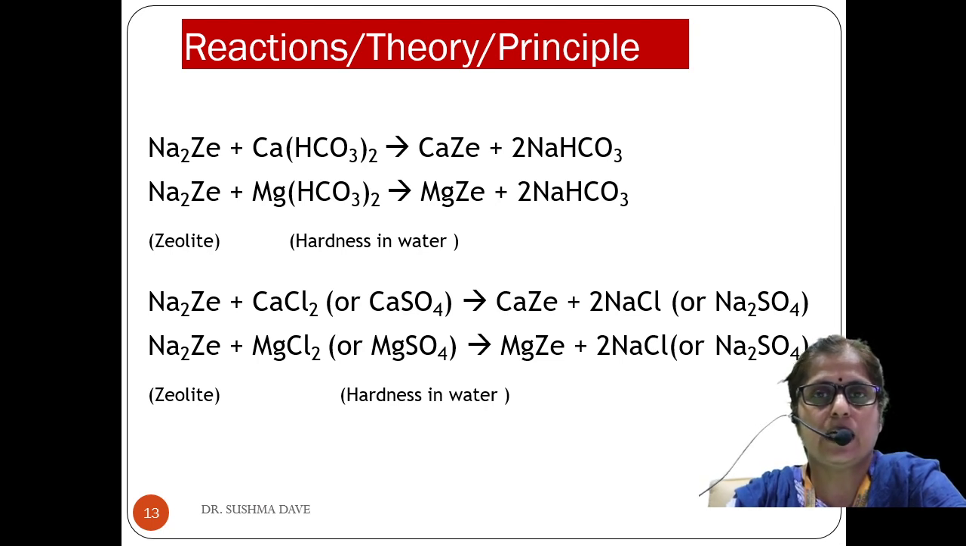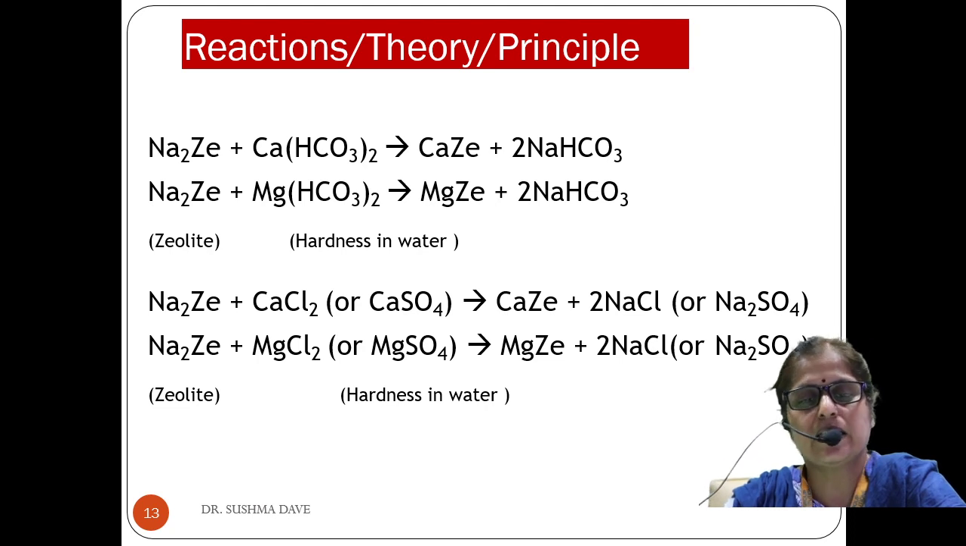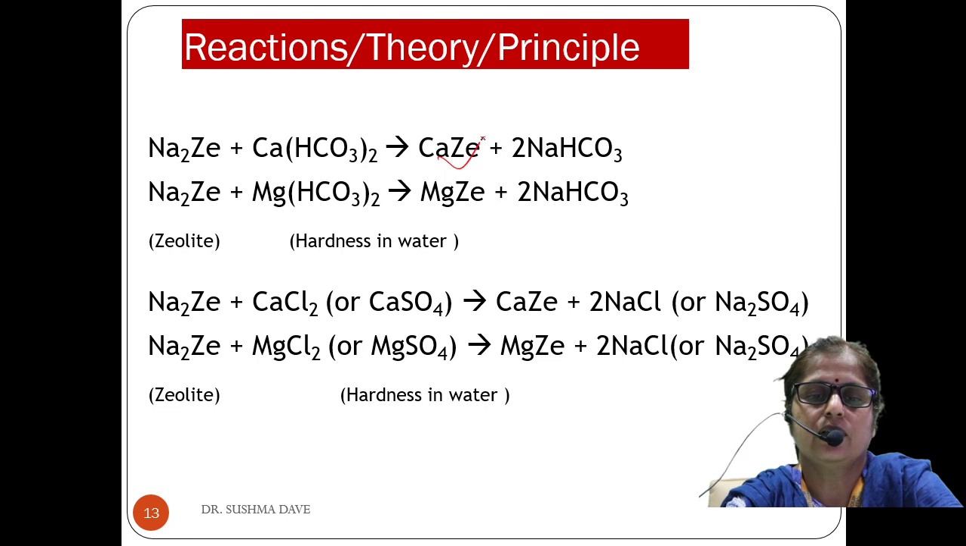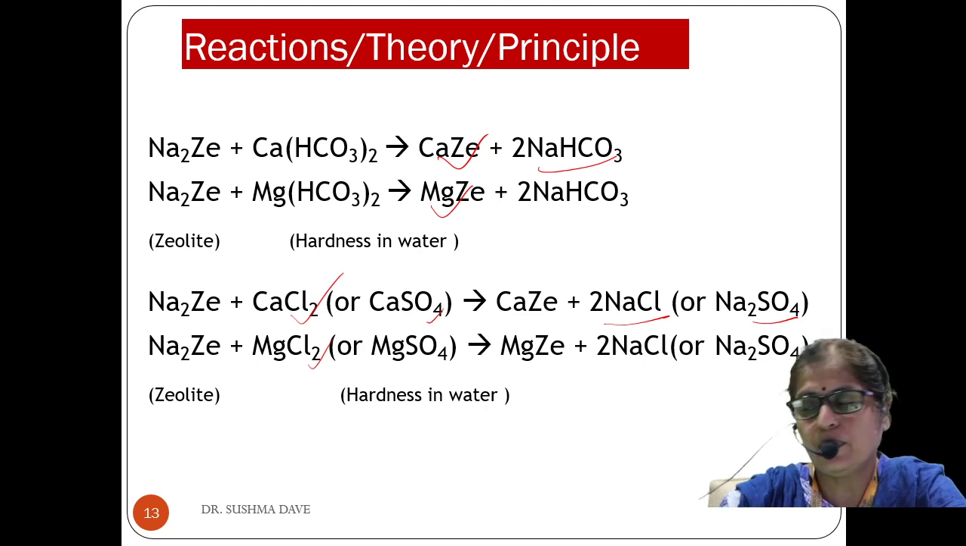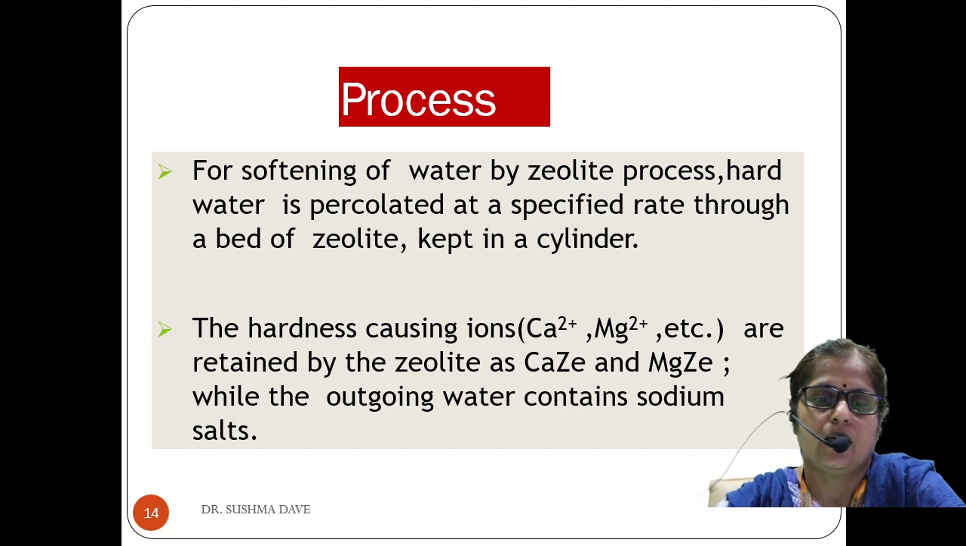The basic reaction behind the zeolite method is this. We have written zeolite as Na2Ze, where the active site is Na2 and the remaining molecule is represented as Ze. When the calcium bicarbonate hardness is combined with the zeolite bed, it replaces the sodium ions and we receive calcium Ze or magnesium Ze, whatever salt is present in the hard water. It may be calcium chloride, magnesium chloride, calcium sulfate, magnesium sulfate or some other. So correspondingly we get sodium chloride, sodium bicarbonate, sodium sulfate. This depends on what type of salt is present in the hard water. How is the process followed?